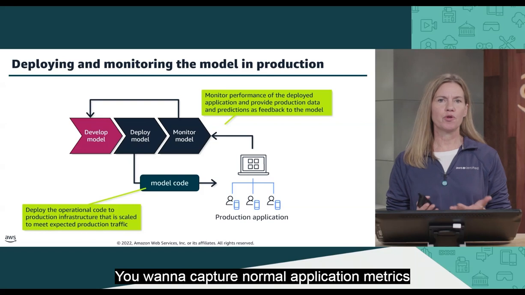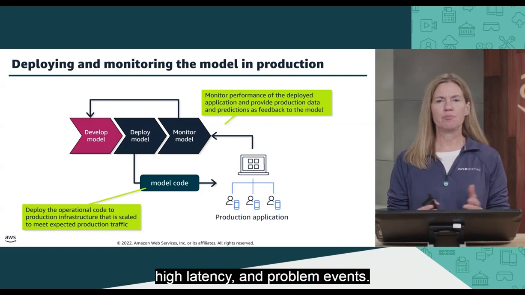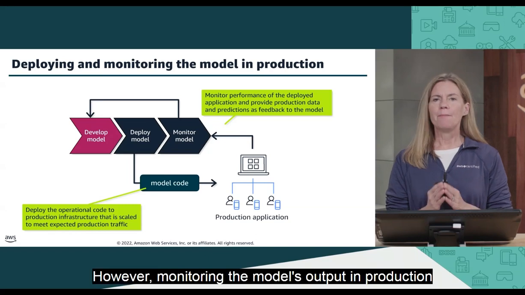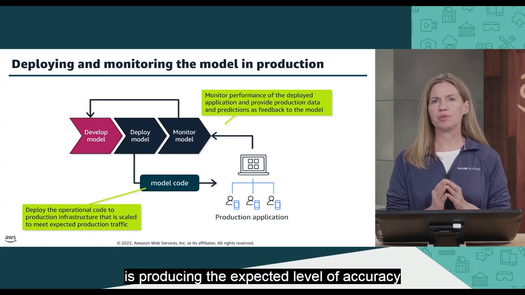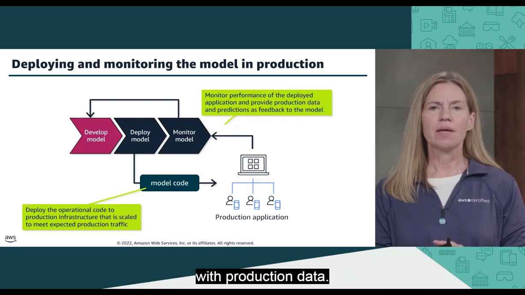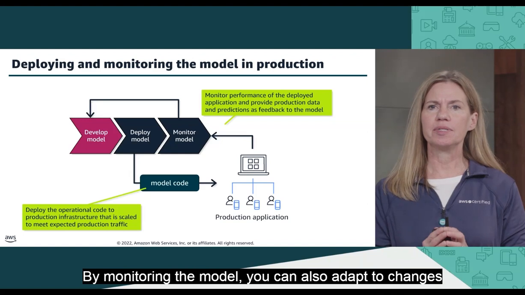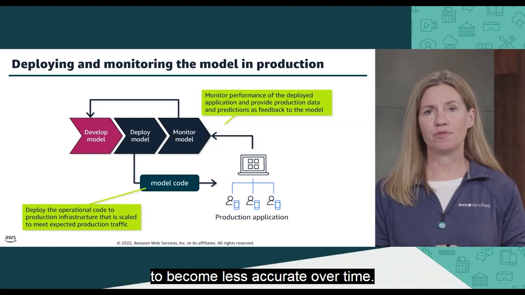You want to capture normal application metrics and track items such as slow queries, high latency, and problem events. However, monitoring the model's output in production is critical to ensure that the model is producing the expected level of accuracy with production data. By monitoring the model, you can also adapt to changes in data patterns that might cause the model to become less accurate over time.